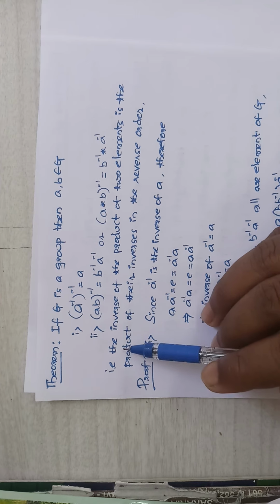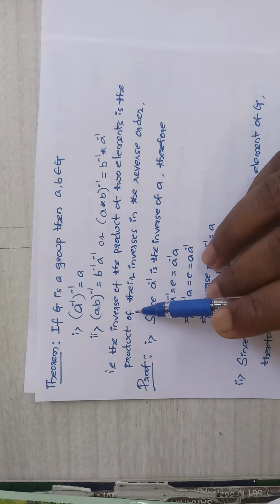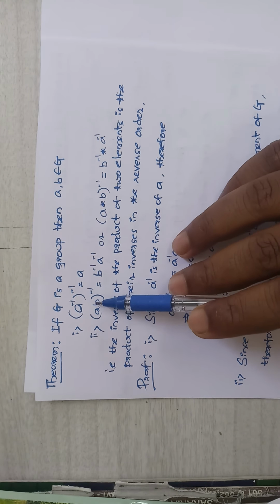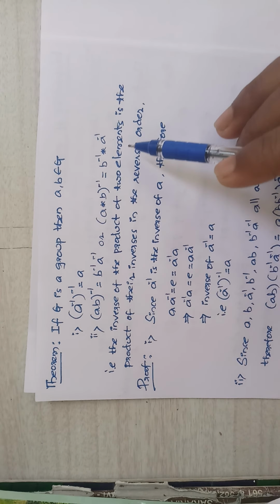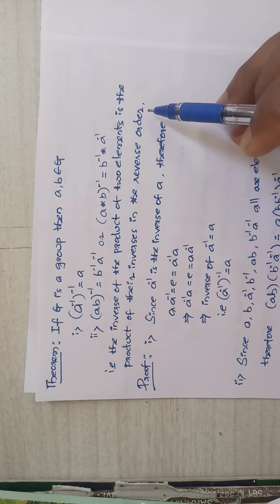Or this can be asked like this: the inverse of the product of two elements is the product of their inverses in the reverse order. This question can be asked like this also: the inverse of the product of two elements is the product of their inverses in the reverse order.